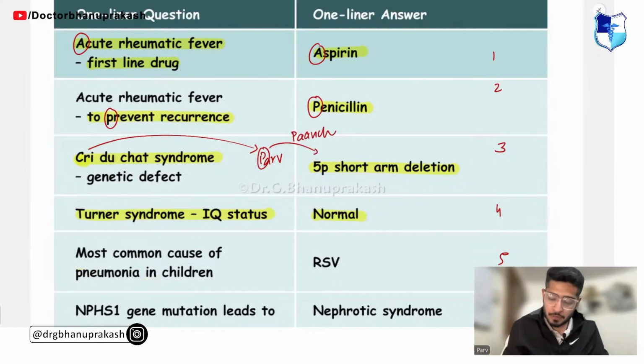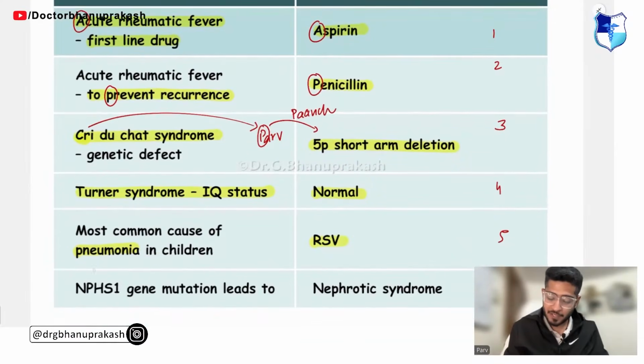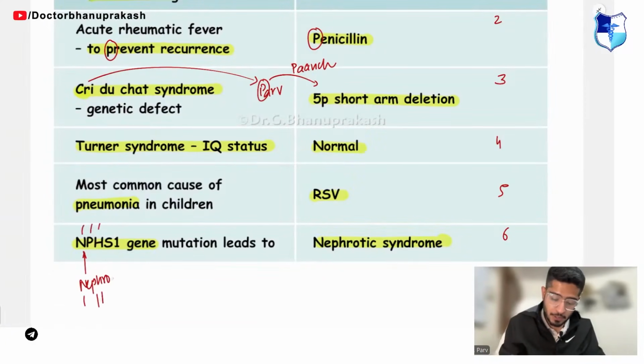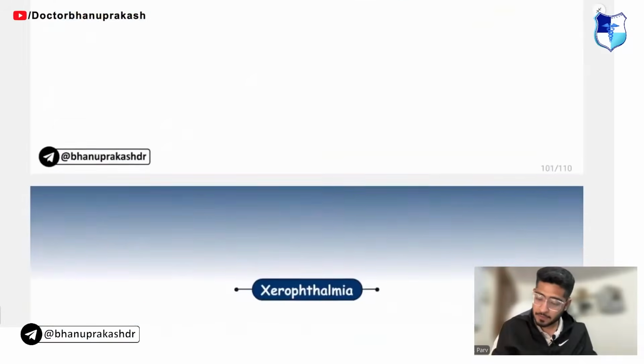What is the most common cause of pneumonia in children? RSV, we have just seen. And NPHS1 mutation leads to nephrotic syndrome. This is important. So N for nephrotic, this you have to understand. So NPHS, so nephrotic, this is nephrotic syndrome.